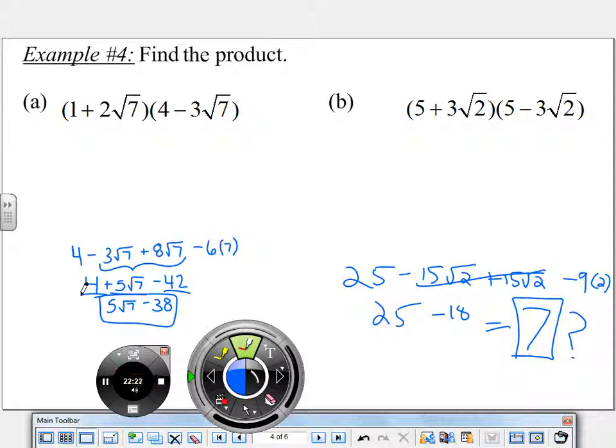Okay, when you say coefficient, are you referring to the one that's an integer versus the one that's not an integer? Okay. So it doesn't matter. You'll most likely see people write negative 38 plus 5 rad 7, but it doesn't matter. All right, in part B, same procedure took place. The difference is that when we combined the middle two terms, they canceled out. So we had 25 minus 18, which left us with just 7.